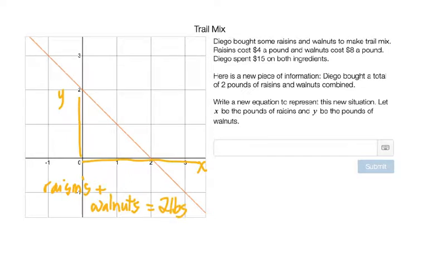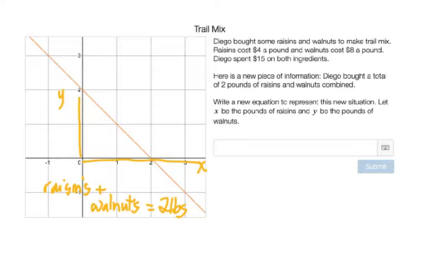Okay, so just think about that, right? If he bought a total of 2 pounds, well, he could have bought a pound of raisins and a pound of walnuts. Perfect. There's all sorts of combinations, right? He could have bought 2 pounds of raisins and no pounds of walnuts, or vice versa, no pounds of raisins and 2 pounds of walnuts. So again, just knowing, right?